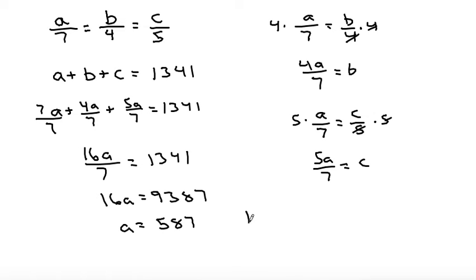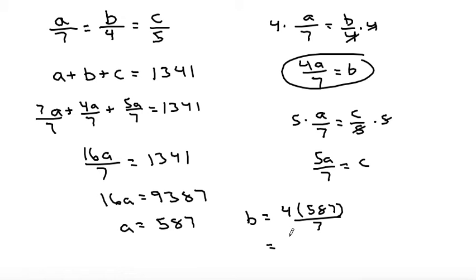So then if A is 587, then we said that B was 4A divided by 7. So we can make that 4 times 587 divided by 7, which is 335.4, so that would round to 335 to the nearest dollar. And then for C, C is 5A over 7, so that would be 5 times 587 divided by 7, which is 419.